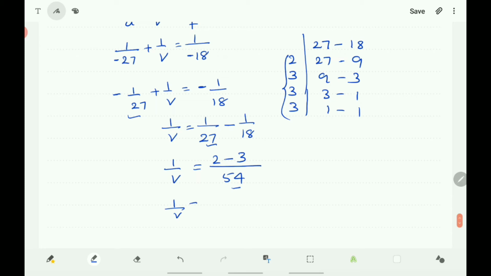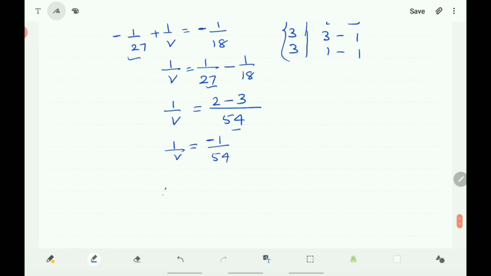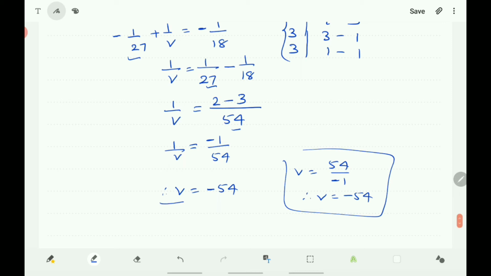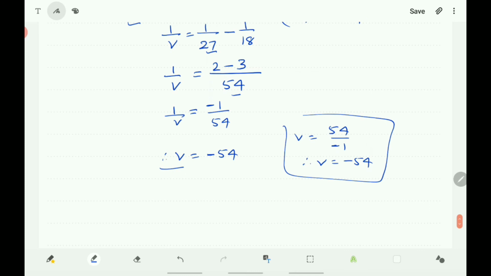1 by V is equal to minus 1 by 54. Therefore V is equal to minus 54. You can take V is equal to 54 by minus 1. So V is equal to minus 54. Here the image is at 54 centimeter in front of the concave mirror, because it is negative. Negative means it must be in front of the mirror.